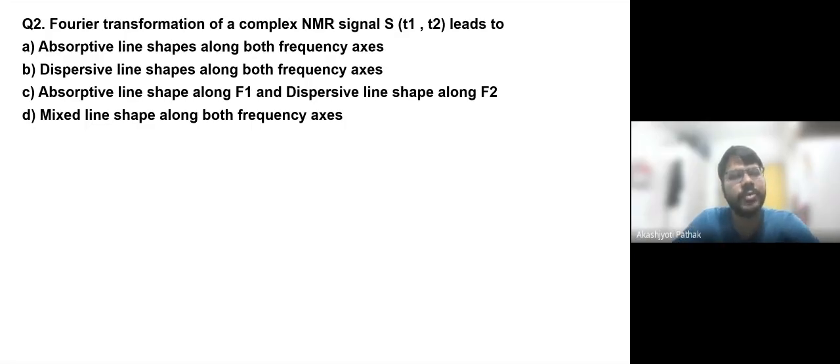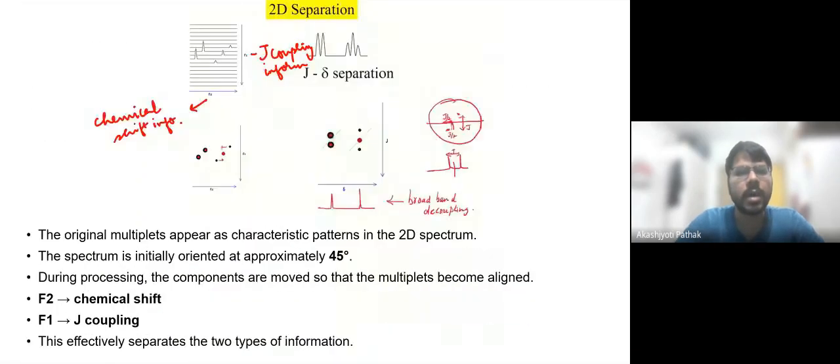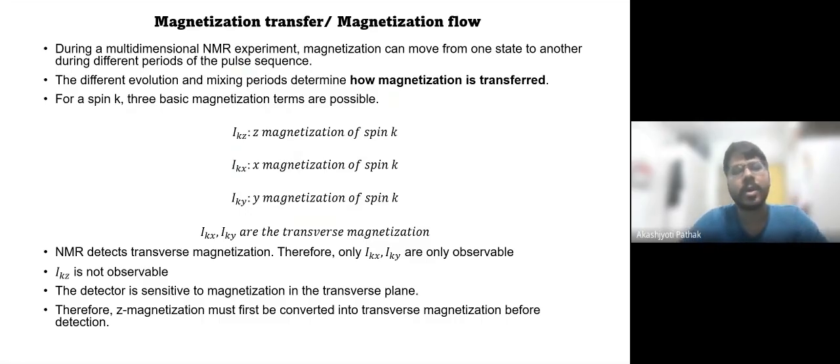So now the second question. Fourier transform of a complex NMR signal S(T1, T2) leads to. Okay, so let's discuss the concept of magnetization transfer first, because this question is related to that concept. Then we can discuss this question. The concept that was discussed in the lecture was magnetization transfer, or magnetization flow. Your magnetization transfer will take place during which period in the 2D NMR experiment? It will take place during the mixing time, tau m time period, right?